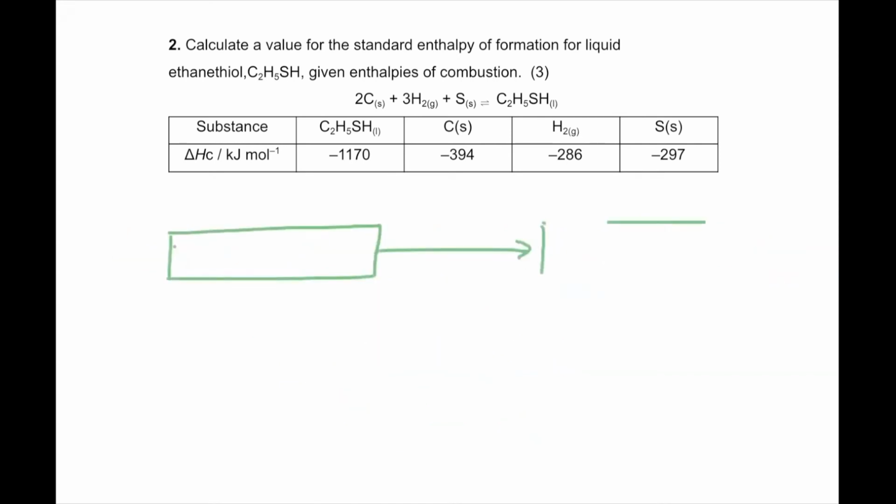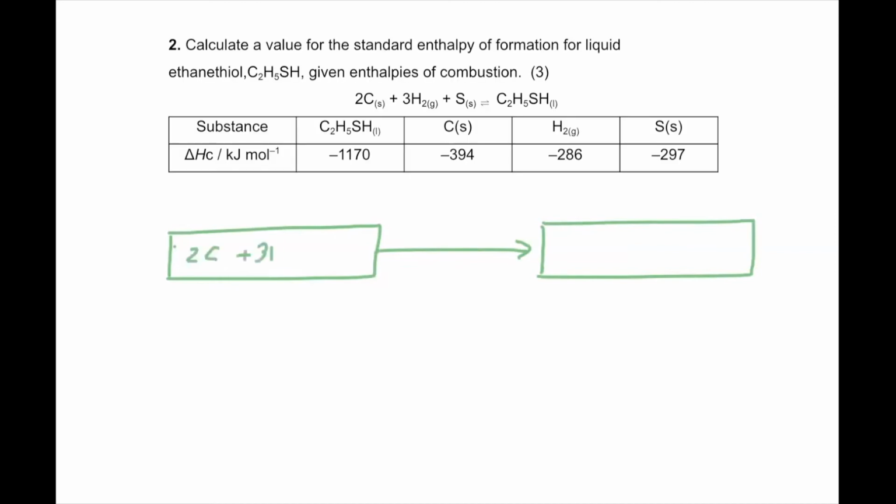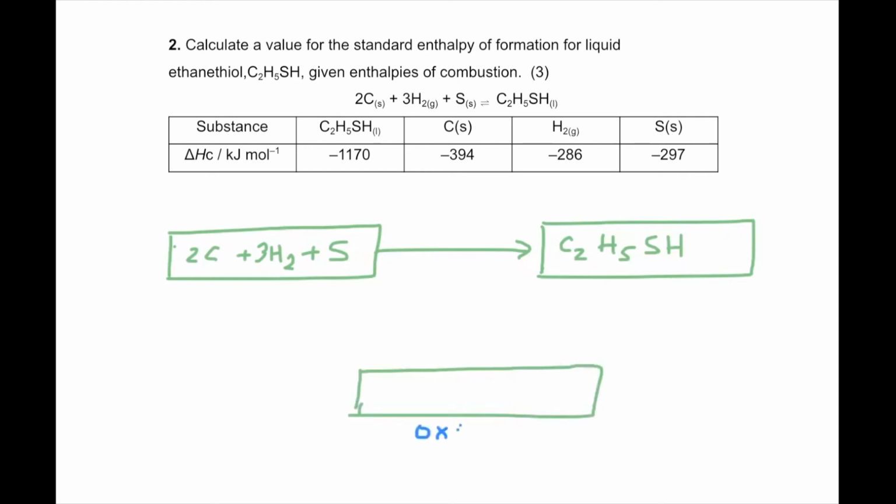Once again, we are going to use the 3-box method to work out the enthalpy of combustion. So in box 1, you write the reactants. In box 2, you put your products. In box 3, we are going to put our combustion products, which are our oxides. So carbon forms carbon dioxide, hydrogen forms water, and sulfur forms SO2.